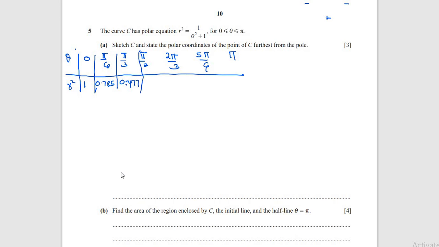When it's pi over 2, the radius is 0.288. When it's 2 pi over 3, the radius is 0.186. Then 5 pi over 6 is 0.127. You can find the square root or leave it like that, it's still the same. When it's pi, 0.0920. Now let's sketch the graph.